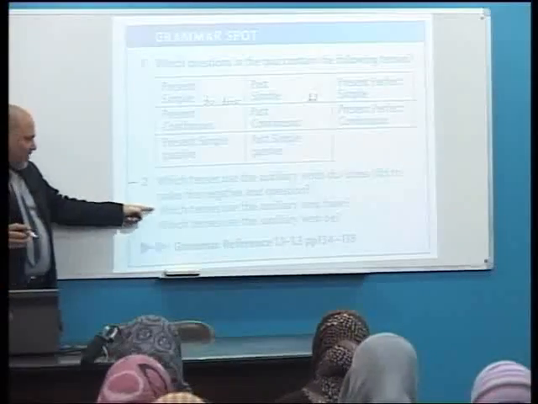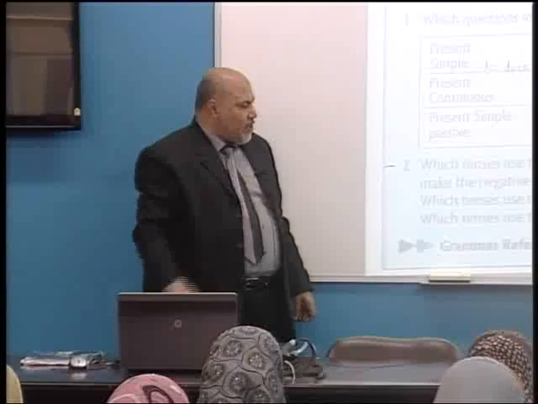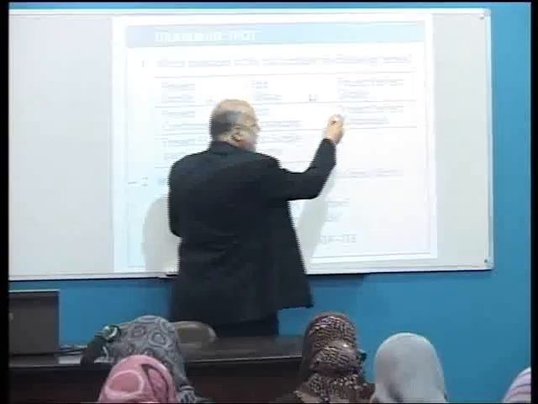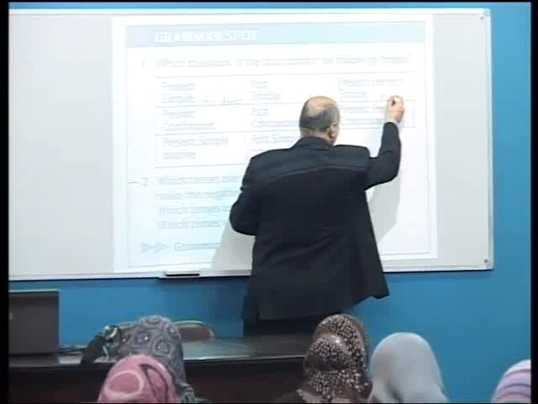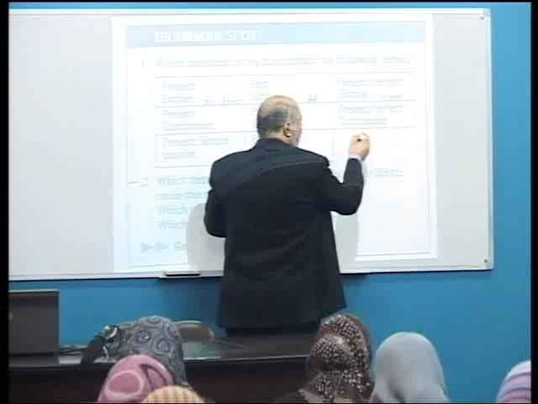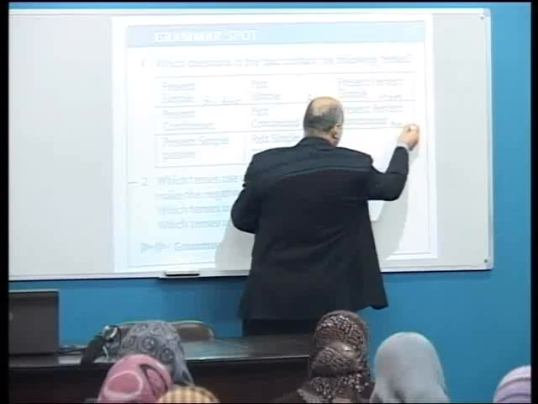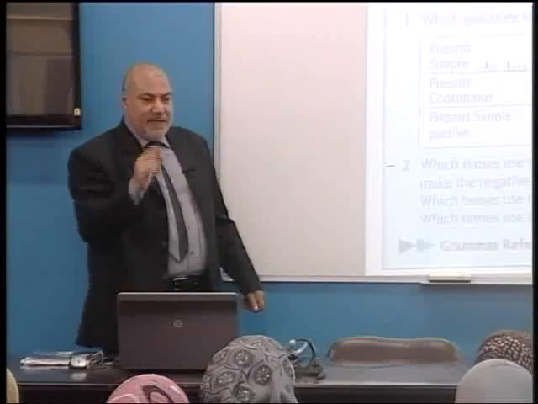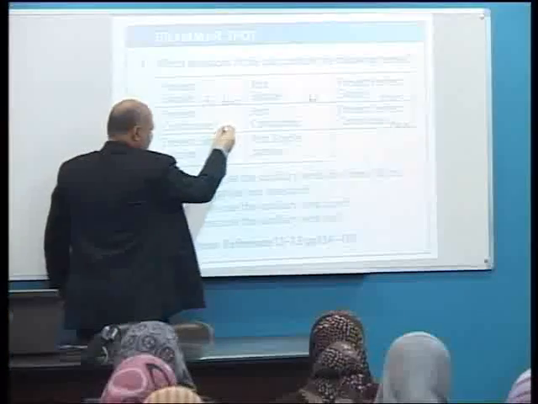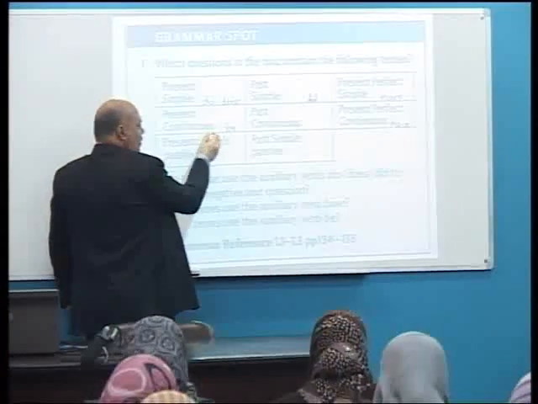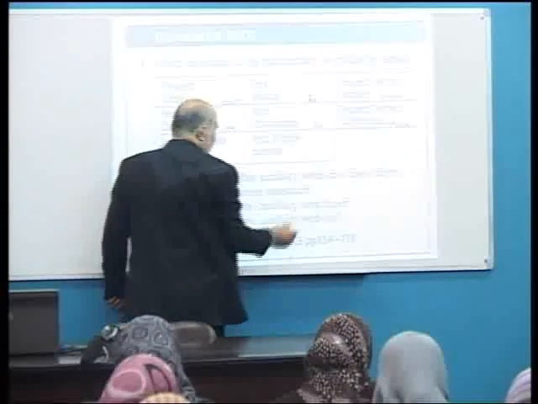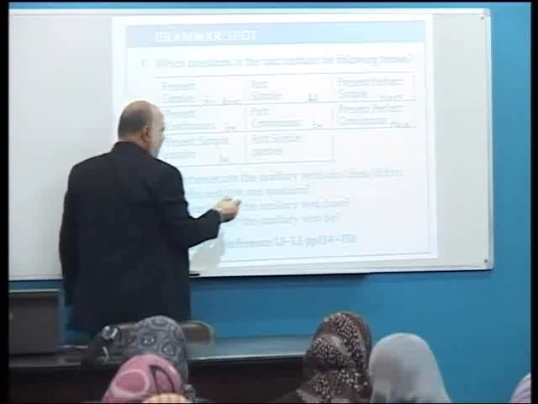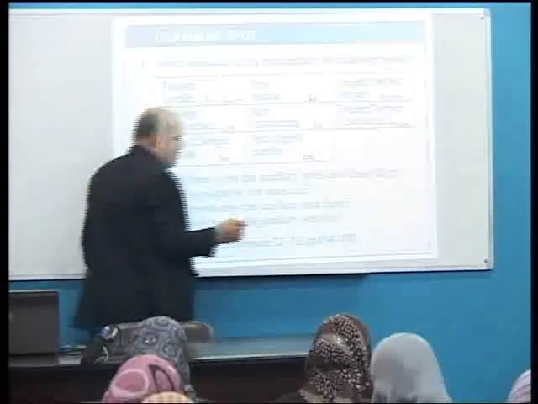Then the other question, which tenses use the auxiliary verb have? Present perfect simple and present perfect continuous. Which tenses use the auxiliary verb be? Present continuous, past continuous, present simple passive, past simple passive.